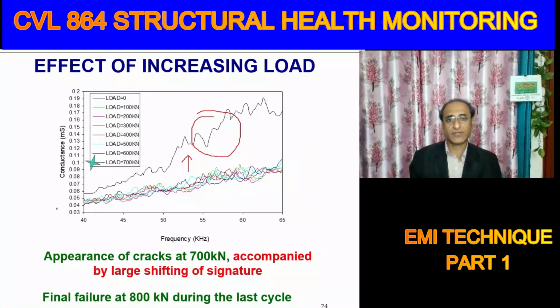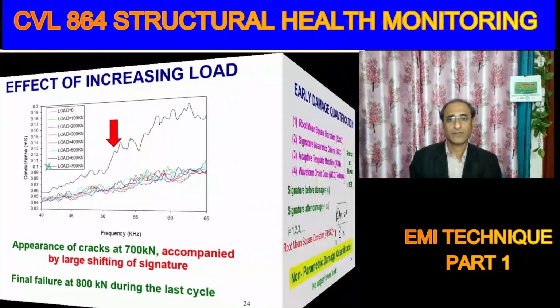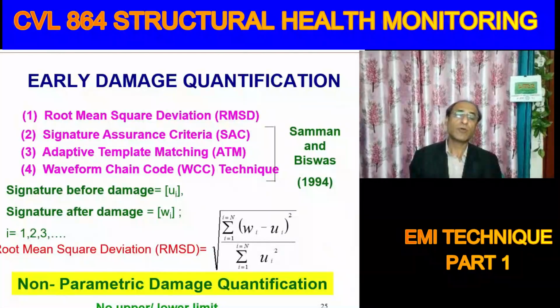Okay, let's go further. Now how do we quantify damage? Visually we can see the signatures and see that the signature is undergoing some change. But if we want to mathematically quantify damage, then we have to use some mathematical system. For example, root mean square deviation.